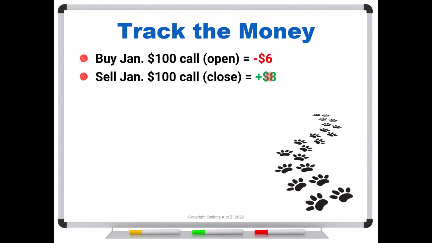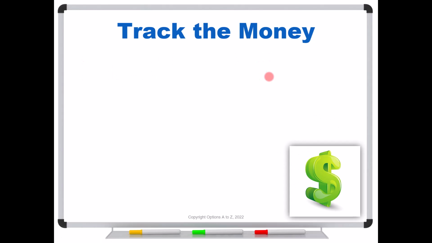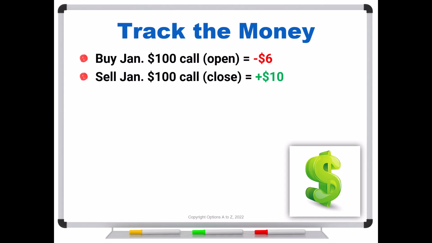So now that you have the basic idea, let's do a little more complicated one. Let's start with the same trade that we did before. We're going to buy the January $100 call. That would be to open. We're going to spend 6. We will sell the January $100 call to close and collect 10. And then we take that cash, we buy the January 105 call to open. So notice what we've done. We've closed the 100, we've purchased the 105. We've just done it in a single trade by using a vertical spread.